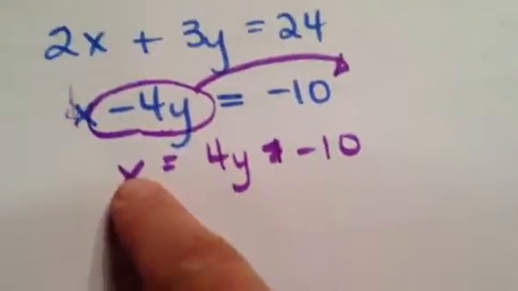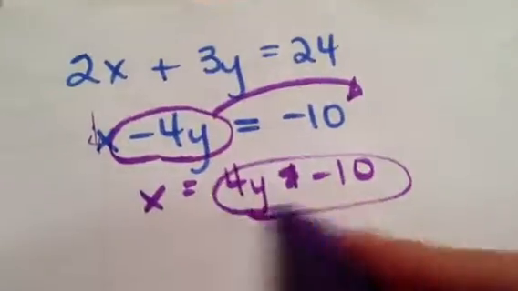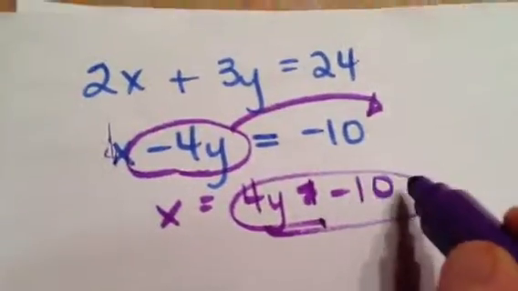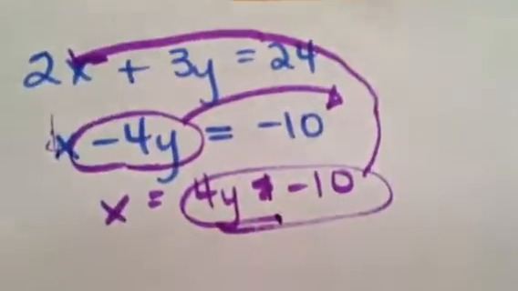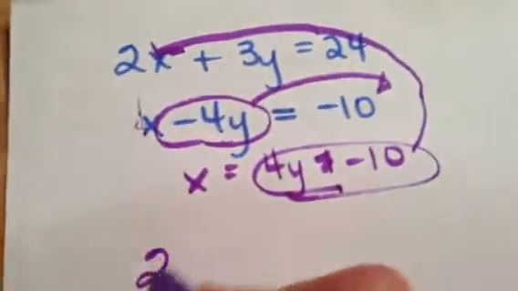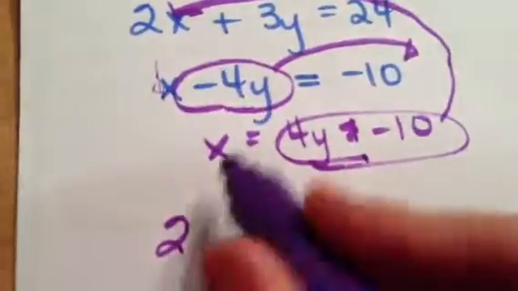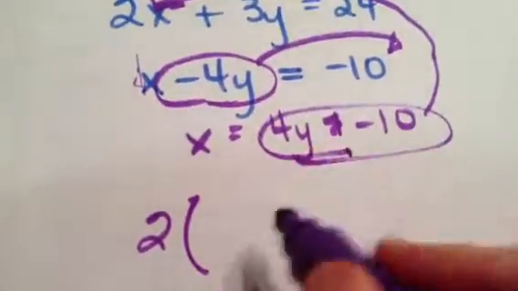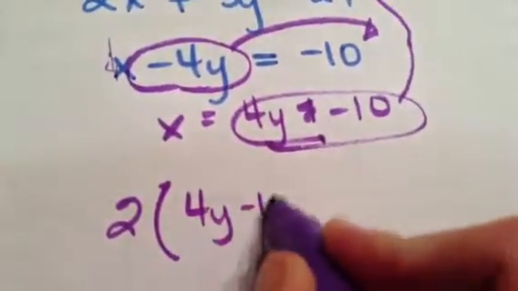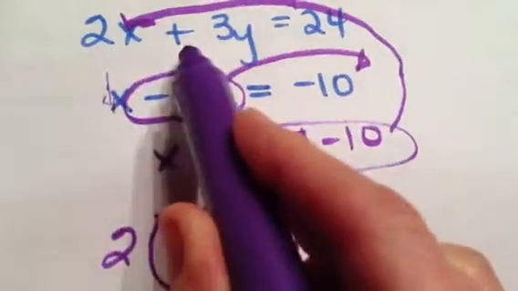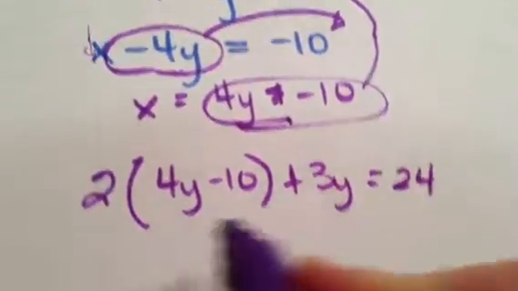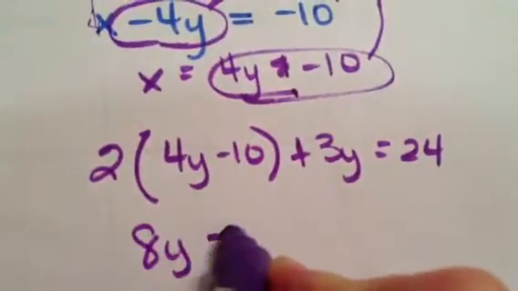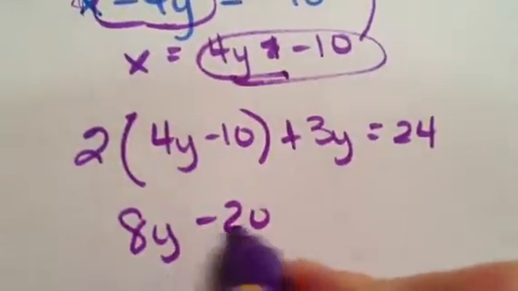Okay, so we're going to take what x equals, 4y minus 10, and we're going to substitute it into the other equation right there where I see the x. So here's what we've got. 2, but instead of an x, in parentheses, I'm going to put what x equals, 4y minus 10. So it says 2x plus 3y equals 24. Distribute, get rid of those parentheses. 2 times the negative 10 is negative 20.